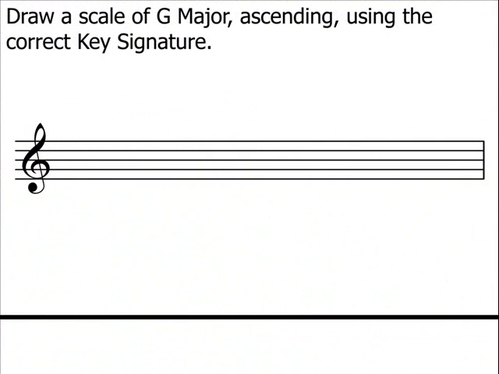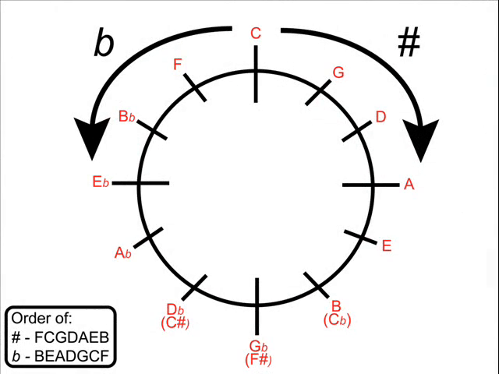Okay, let's have a look at a typical question. Draw a scale of G major ascending using the correct key signature. The first thing we need to do to answer the question is to calculate how many sharps or flats there are in the key signature. We need to consult the circle of fifths to do this.